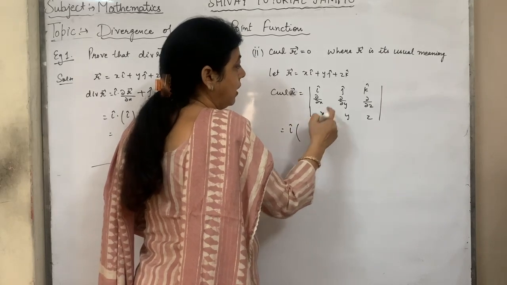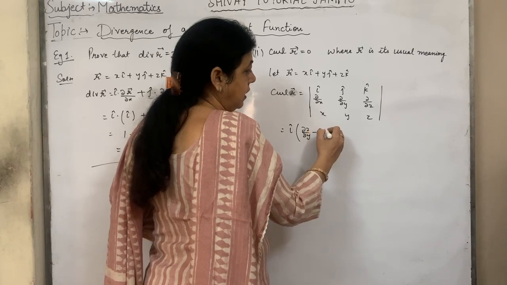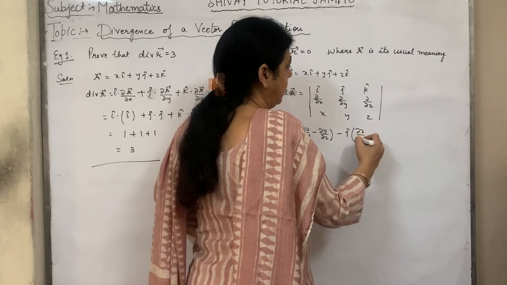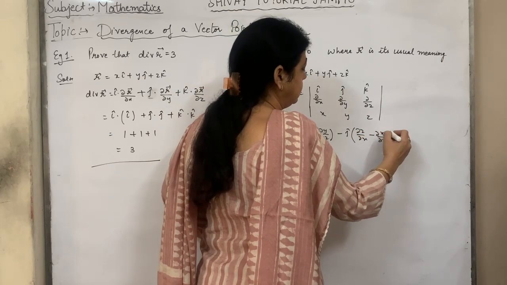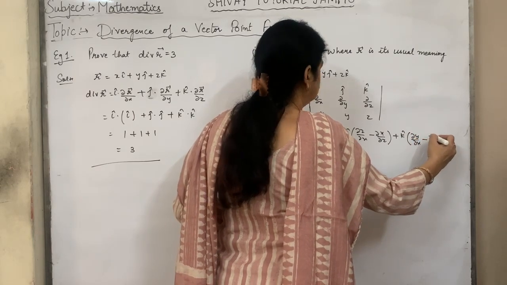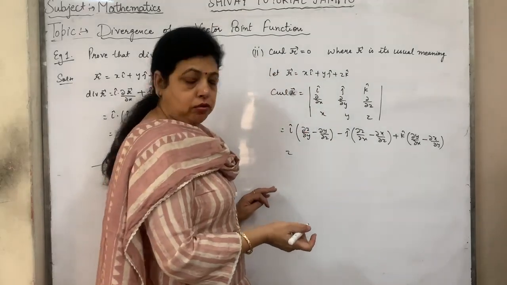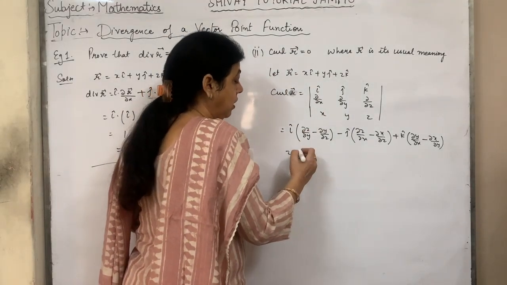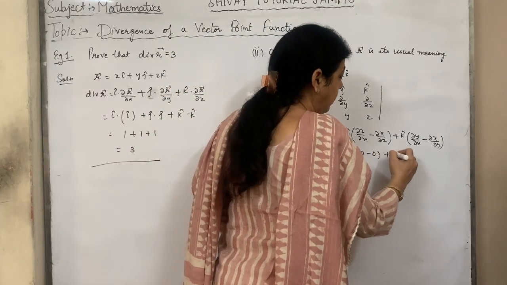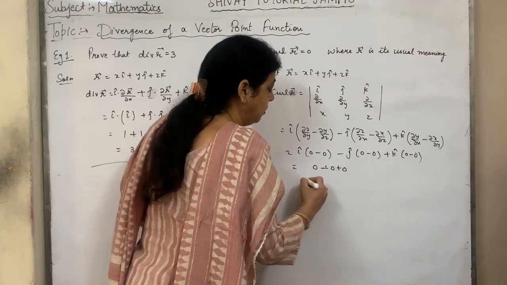Okay, with i, we will differentiate this: ∂z/∂y minus ∂y/∂z, minus j, ∂z/∂x minus ∂x/∂z, and with k, ∂y/∂x minus ∂x/∂y. Okay. z with respect to y will be 0 because we can't differentiate z with y. So all the terms will be 0. With j it will be 0, and with k it will be 0. So we will get 0 minus 0 plus 0, that is 0.